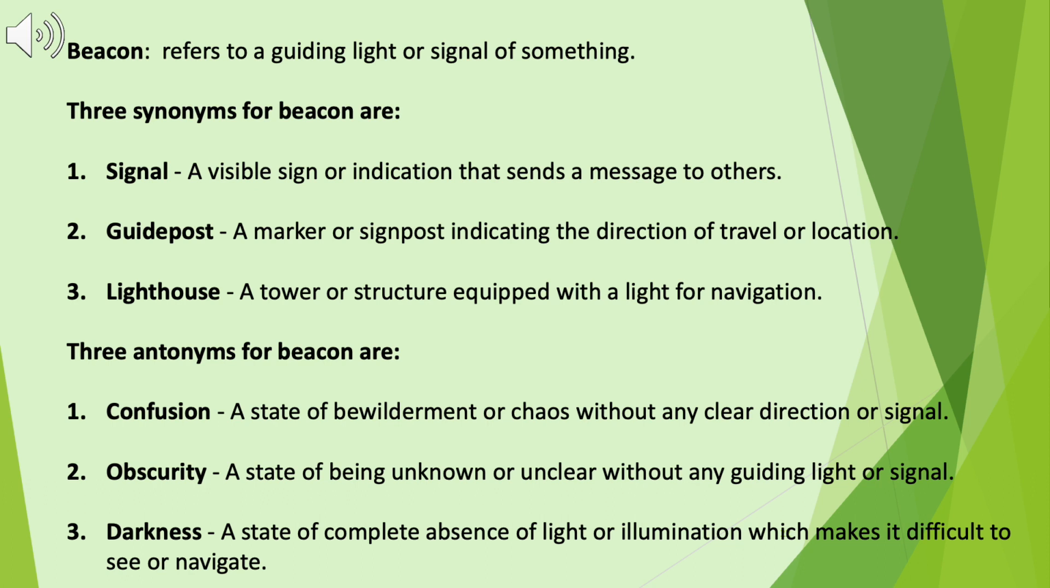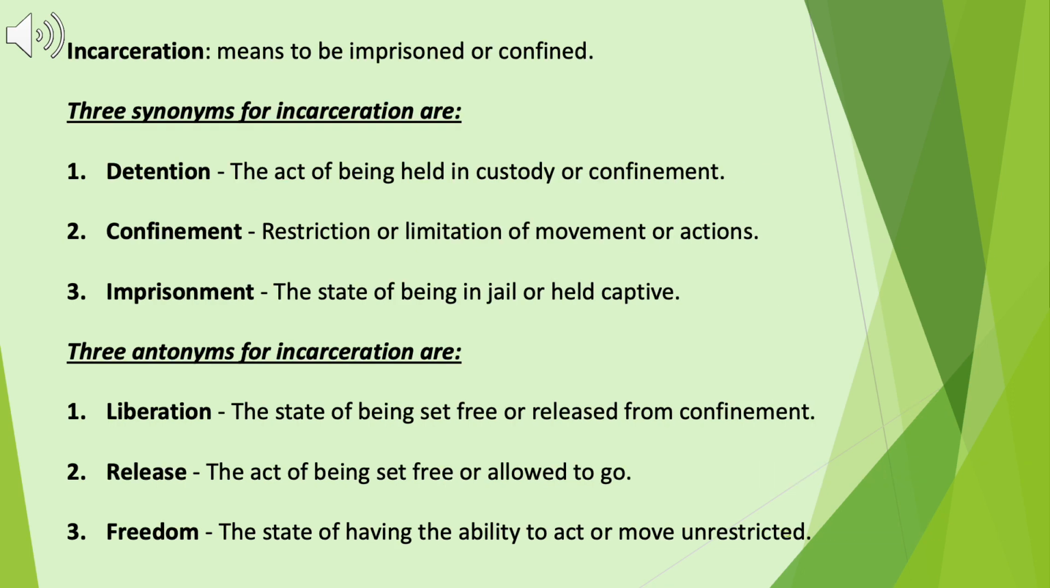Three antonyms for beacon are confusion, a state of bewilderment or chaos without any clear direction or signal. Obscurity, a state of being unknown or unclear without any guiding light or signal. Darkness, a state of complete absence of light or illumination which makes it difficult to see or navigate. Let's look at word.